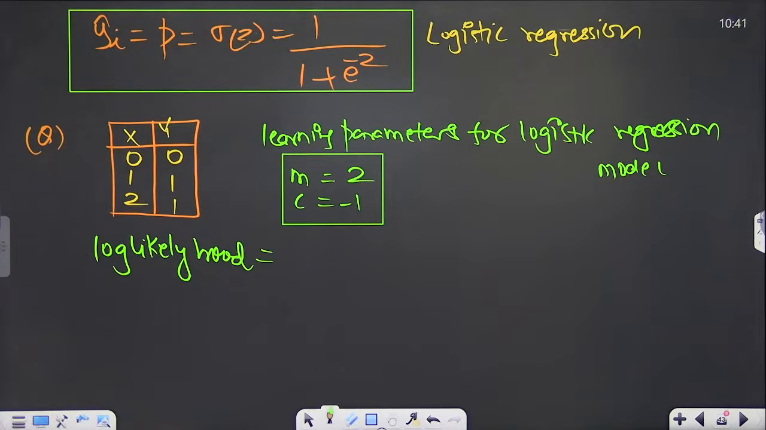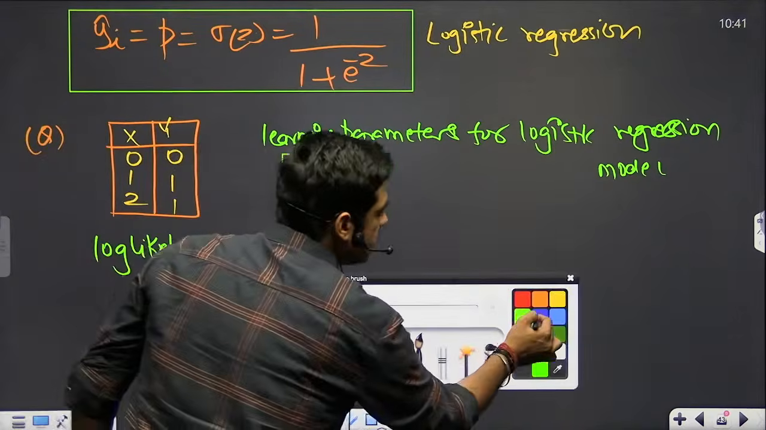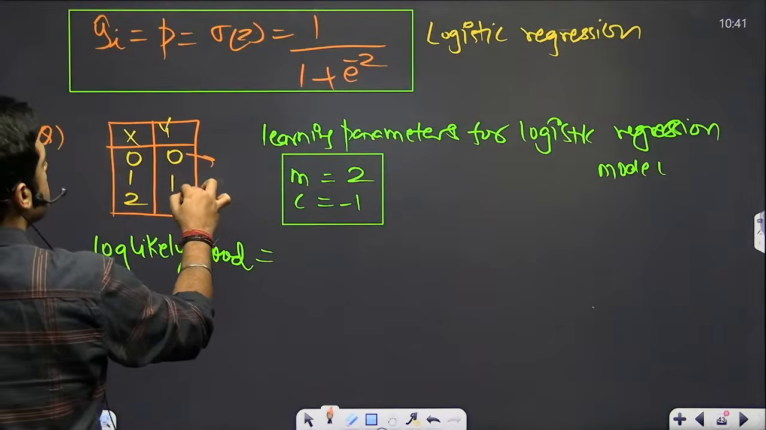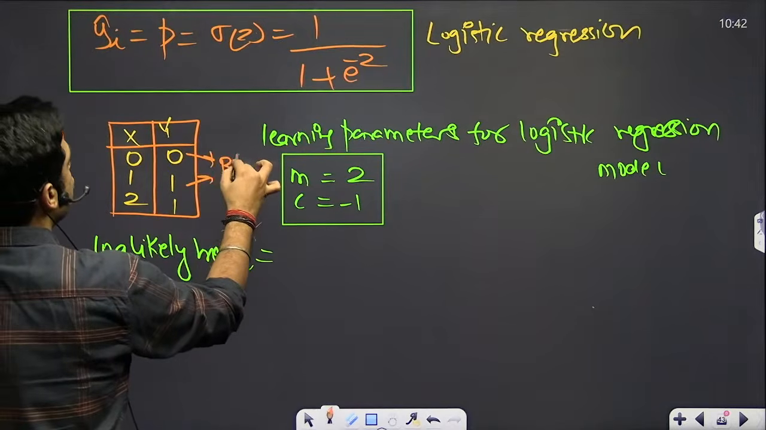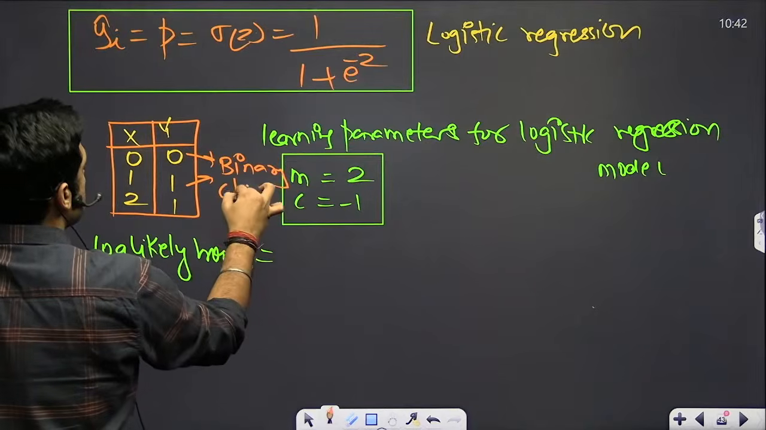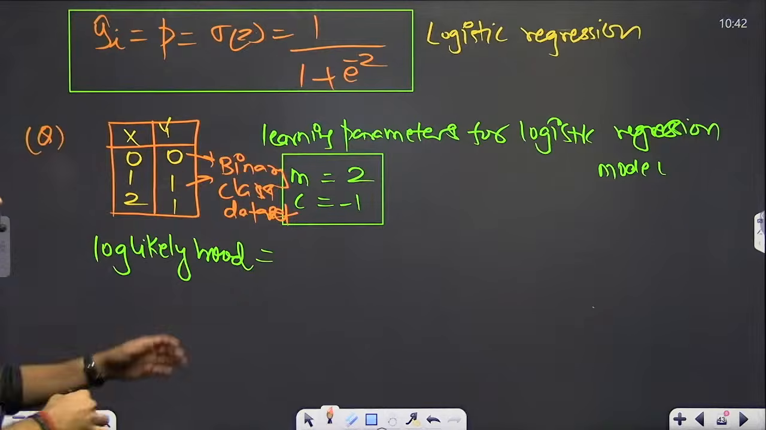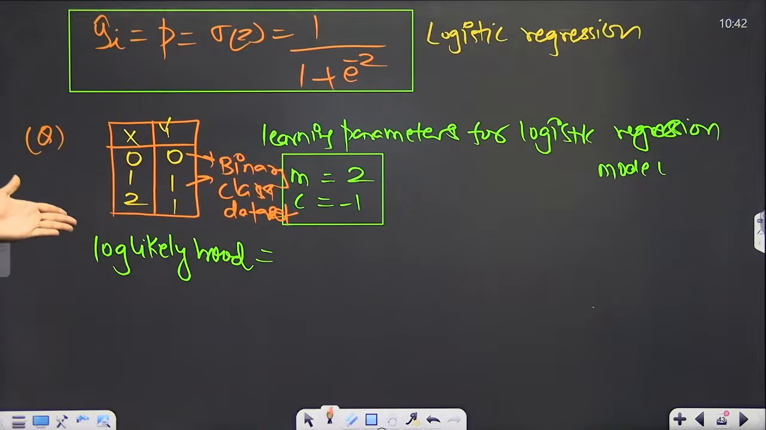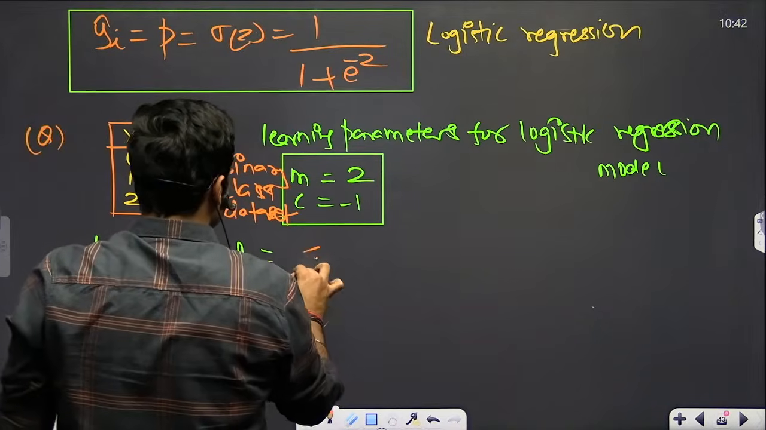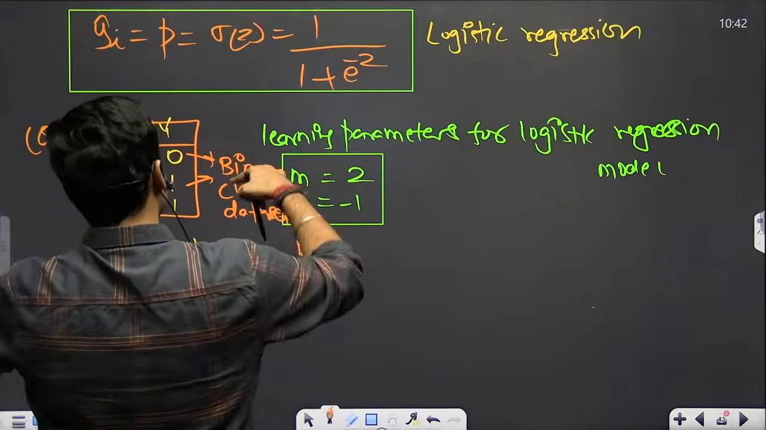So what is the log likelihood for this? It is a binary class data set, and I hope you are able to see this. How to do this? Very simple. You just use the formula, the summation of i equals 1 to n, for the entire data set.